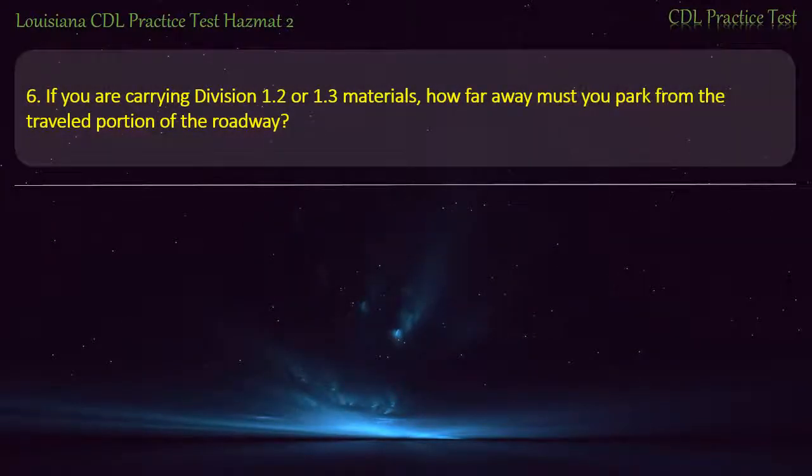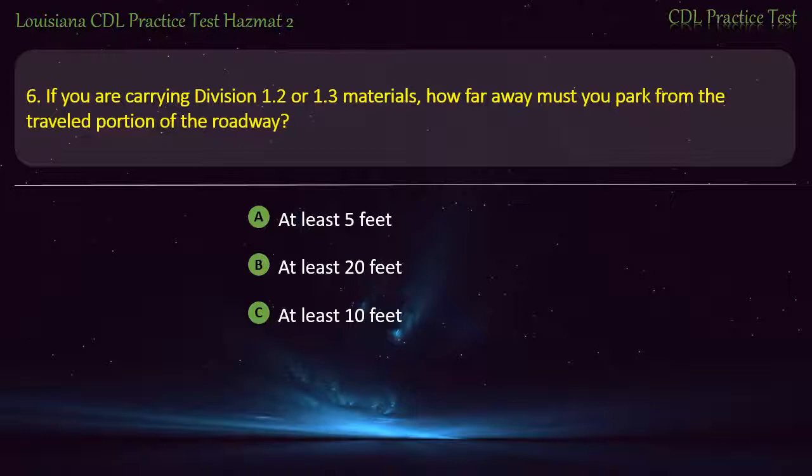Question 6. If you are carrying Division 1.2 or 1.3 materials, how far away must you park from the traveled portion of the roadway? At least 5 feet. At least 20 feet. At least 10 feet. At least half a mile. Answer. At least 5 feet.